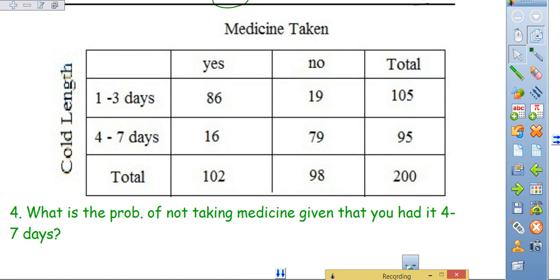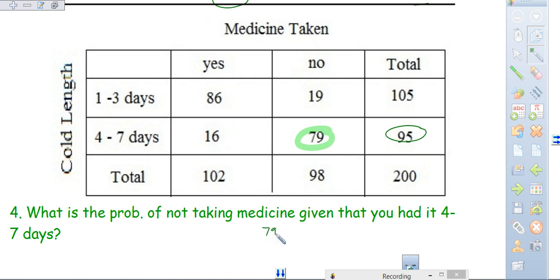Let's try another question. What is the probability of not taking medicine given that you had it 4 to 7 days? So not taking medicine, given that you had it 4 to 7 days. We'd be looking at 79 out of 95, which gives us 83%. So it looks like if we take medicine, we're more likely to end our cold sooner, whereas if we don't take medicine, our cold will last longer. Those are some things that we can learn from our table.